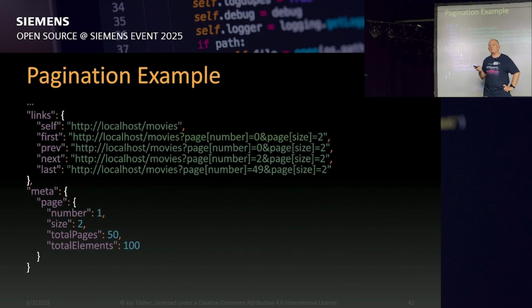A good example, for instance, is the pagination. Whenever you use pagination with JSON API, you get a collection of item resources. Then you get a list of links, like the self link, the first page, the previous page, the next page, the last page. And then you get meta information like the current page number, the page size, the total pages, the total elements, and so on. And this is just an example where meta really makes sense.